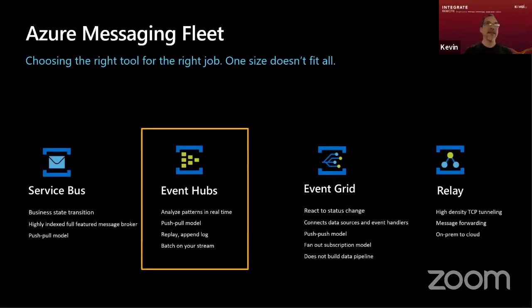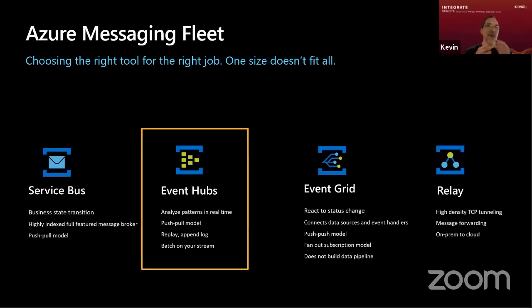In our set of messaging services, we have Service Bus, which is our enterprise messaging that supports queues and topics for Pub Sub. We have Event Hubs that is going to handle your ingestion, your data streaming of events and messages. Event Grid is our push model for doing discrete eventing, and then Relay provides that bridge across on-prem through your firewalls. Today, we'll be talking about Event Hubs.